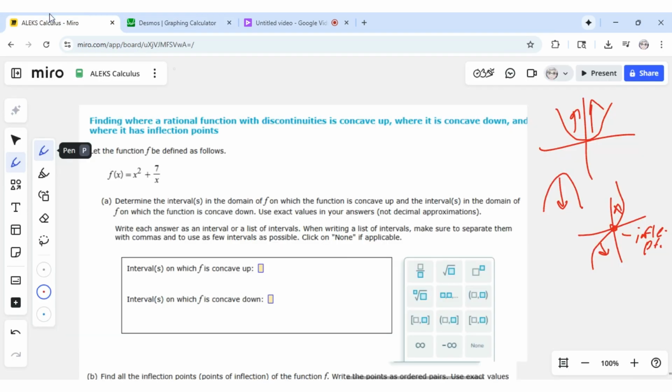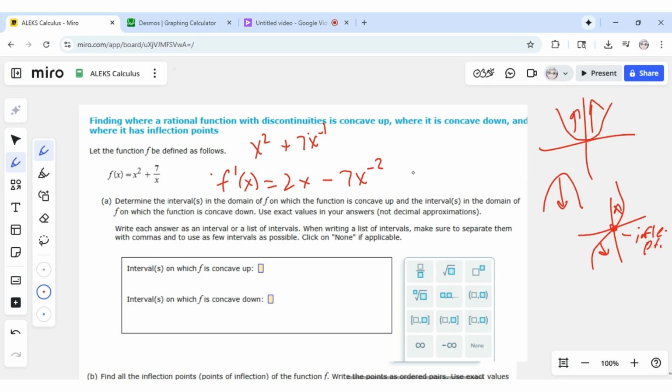Let's figure out how to find this information without looking at a graph, just by having the equation. We've been using the derivative of a function to determine where a function is increasing or decreasing. If you want to determine where it's concave up or concave down, you have to take the second derivative. So let's go ahead and start deriving here. I'm going to rewrite this as x squared plus 7 times x to the minus 1, and let's take the first derivative of that. We're going to get 2x minus 7 x to the negative 2, just using the power rule there.